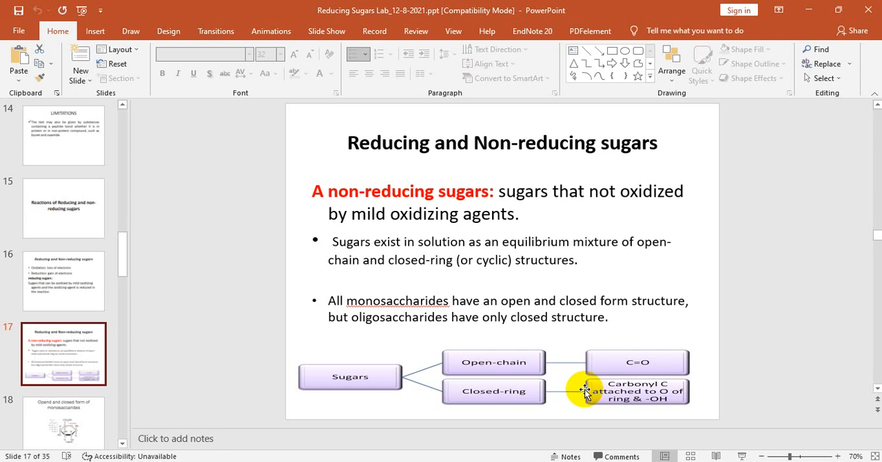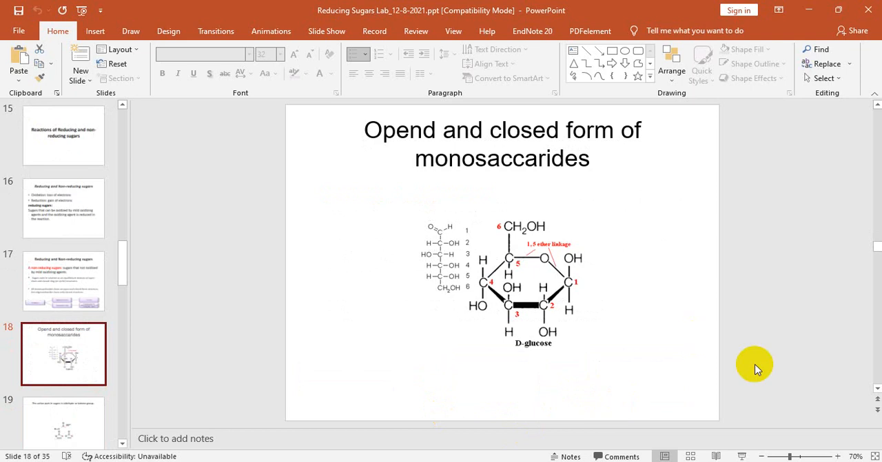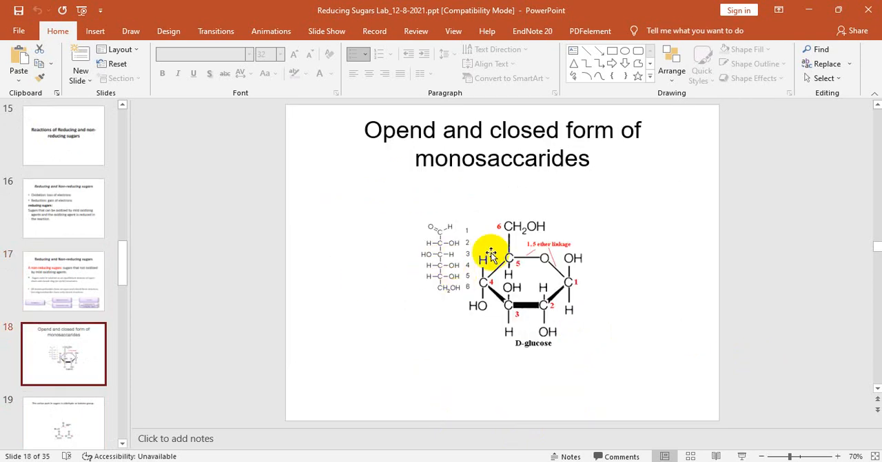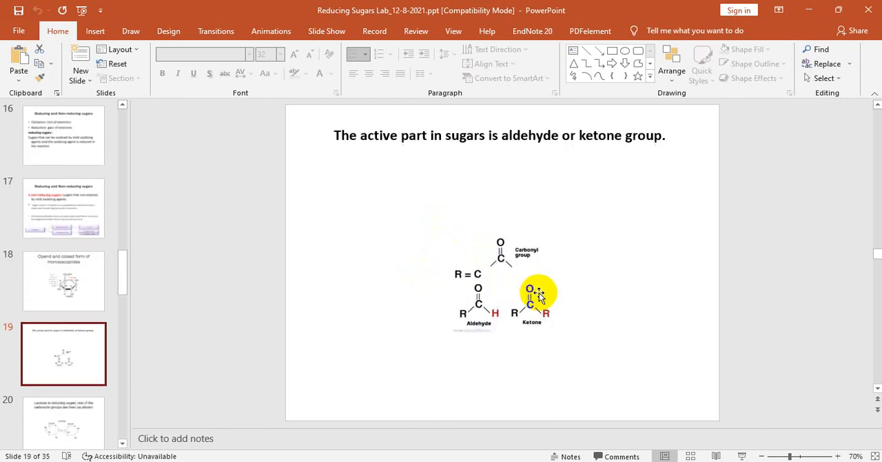Sugars exist in solution as an equilibrium mixture of open chain and closed ring structures. All monosaccharides have an open and closed form structure, but oligosaccharides have only closed structure. So sugars: open chain, closed ring. We did this earlier when we were tackling carbohydrates. So this is a monosaccharide, glucose; this is the open chain structure, and this is the closed chain structure.